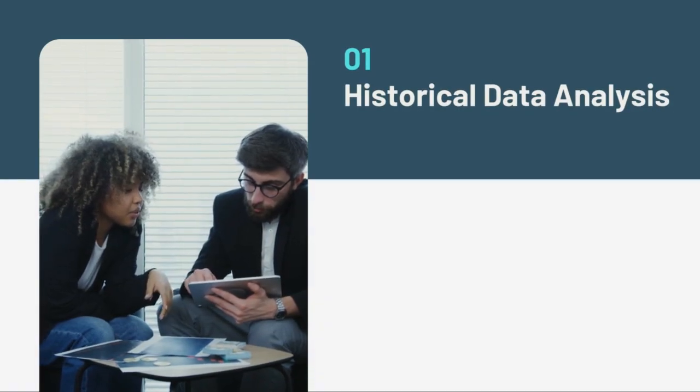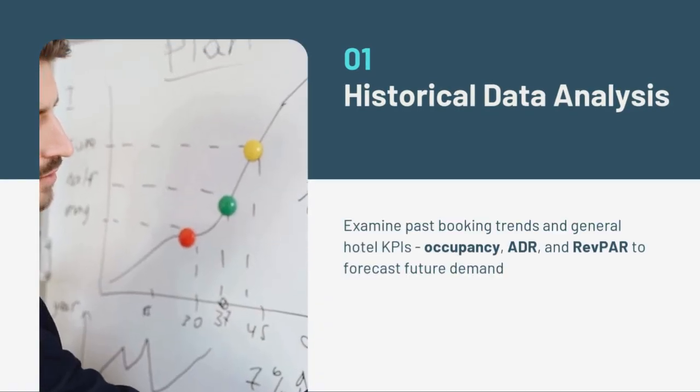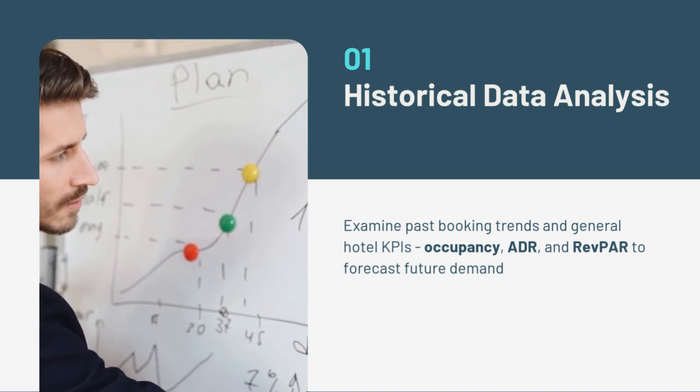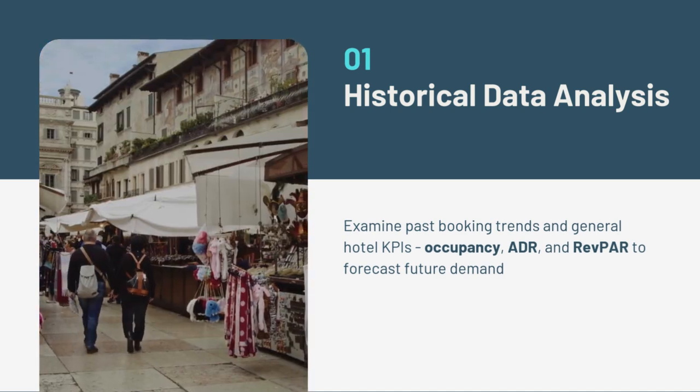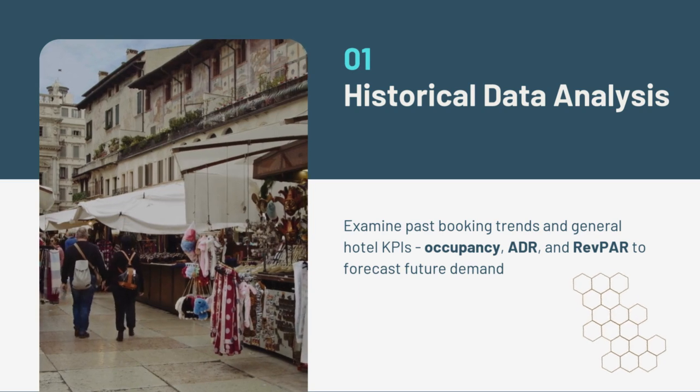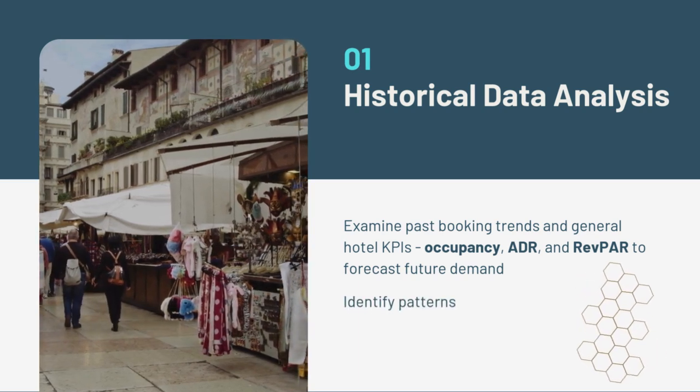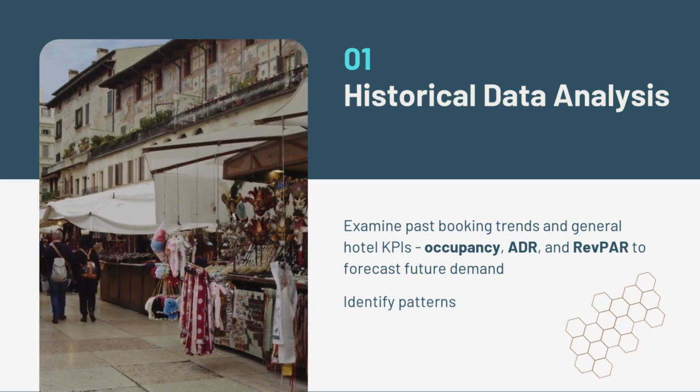This technique is all about examining past booking trends to predict future demand. Look back at last year. Was there a spike in March? Maybe a local event boosted demand. By identifying these patterns, you can anticipate busy times and adjust rates accordingly.